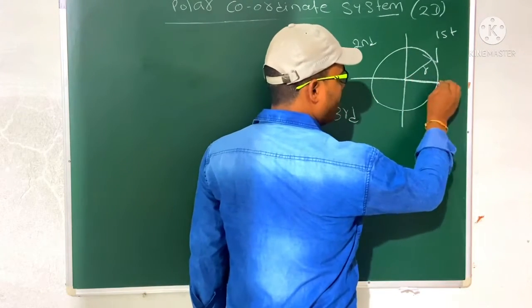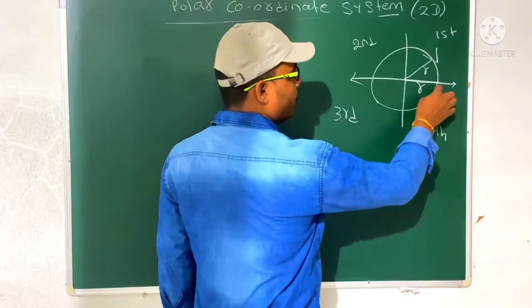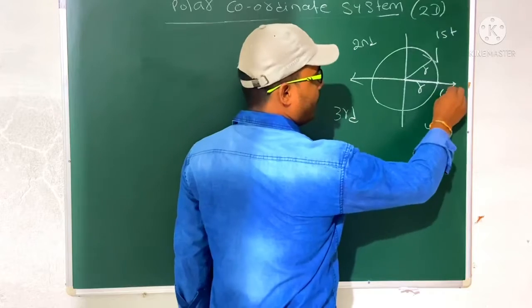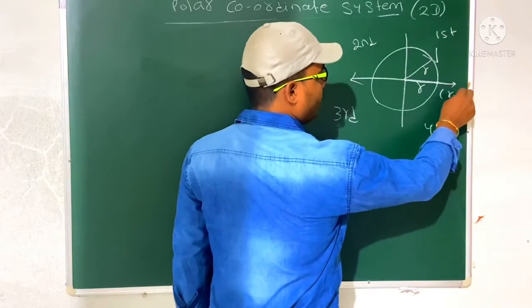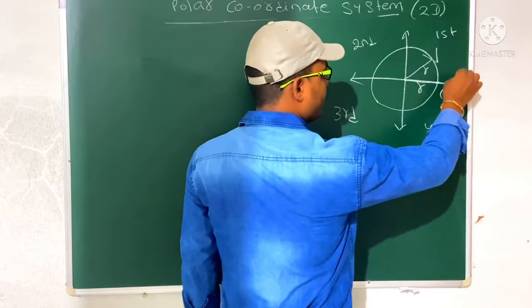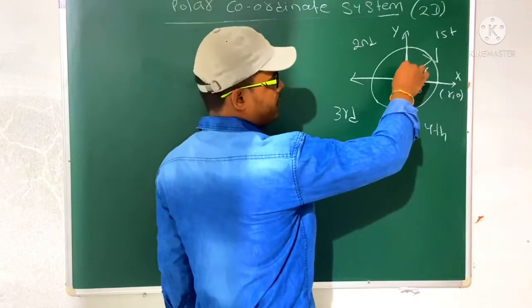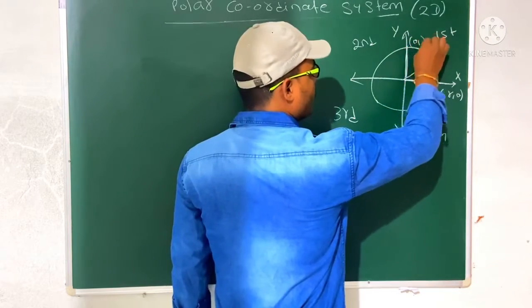So what is this value? This is your r. So what will be the coordinates here? That means what will be the point? Here x is r and y is 0. In the next case, this is the x-axis and this is the y-axis. So this is r. That means the y coordinate is r and x is 0.